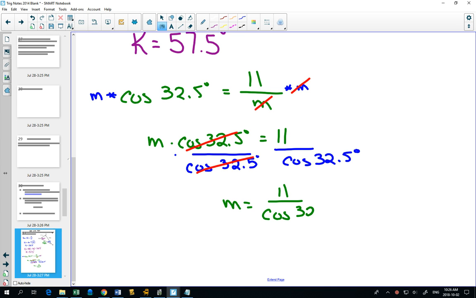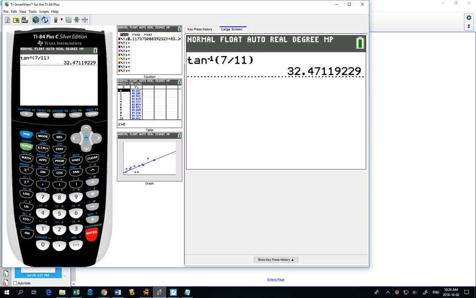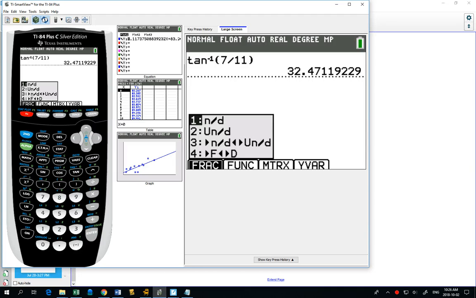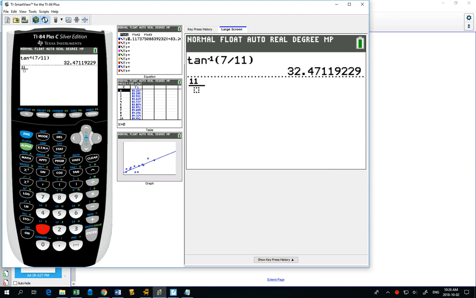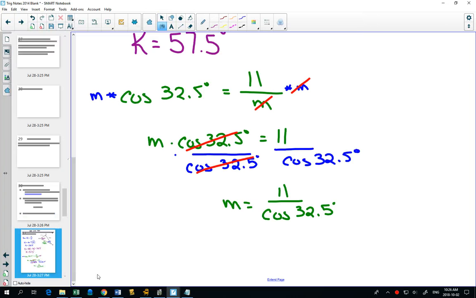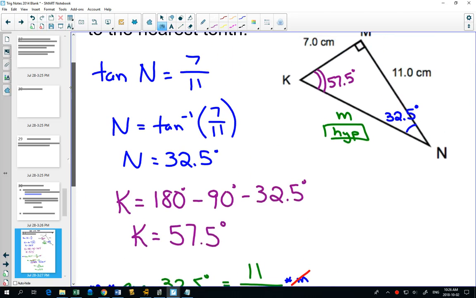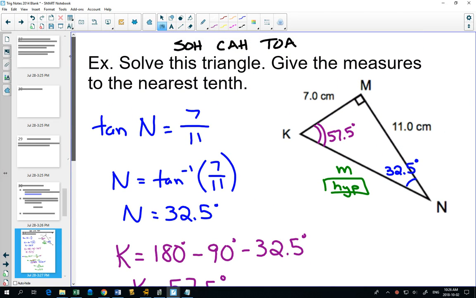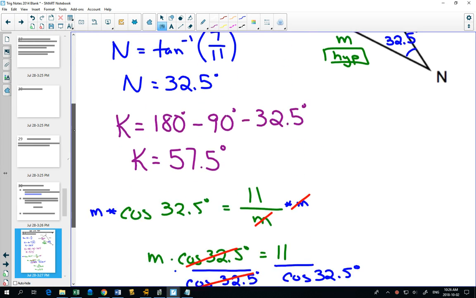And now I've got M by itself, so I can go to my calculator and go 11 divided by cos of 32.5 degrees. Enter, and we get 13.0 for M. Was there units in this question? Centimeters. Solve, give to the nearest tenth. See how I'm reading my question again?